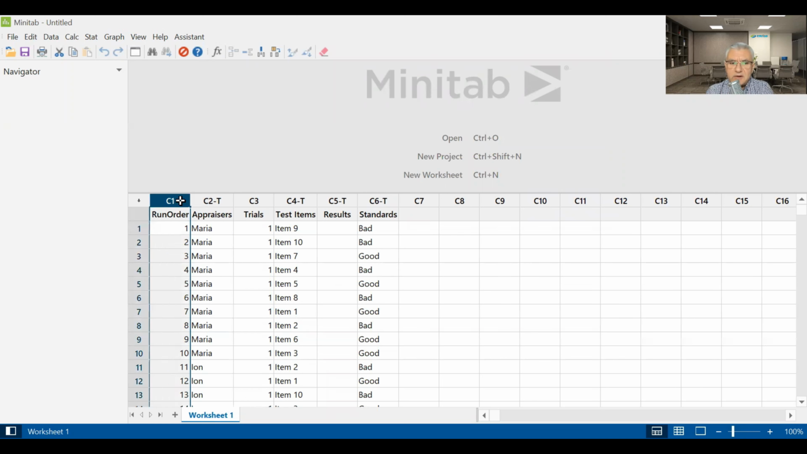Now you have the test setup. You have here the run order, you have the appraisers, Maria, Ion, and so on. You have the trials, you have the test items, results, and standards.